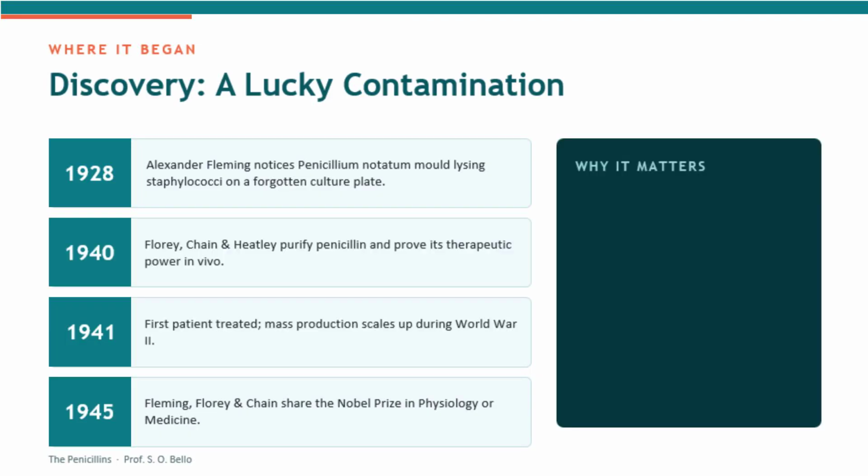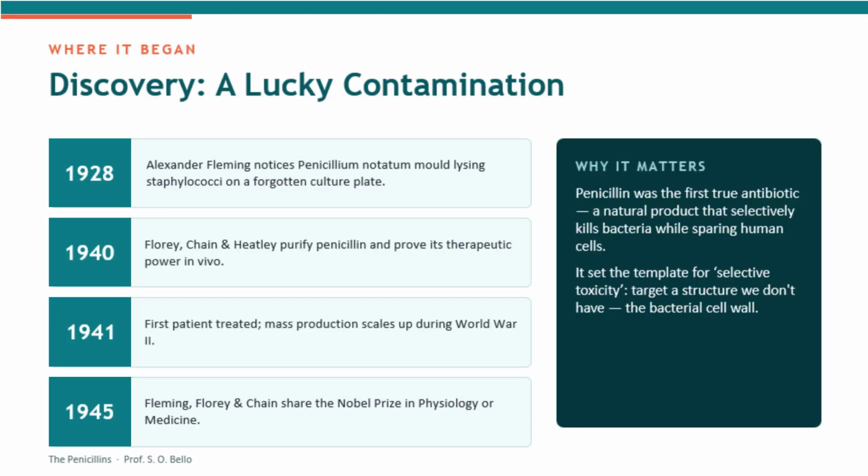Our story starts, as many great discoveries do, with a bit of luck and a sharp, prepared mind. In 1928, Alexander Fleming returned from holiday to find a culture plate of Staphylococci contaminated by a mold, Penicillium notatum. Around the mold, the bacteria had been dissolved, a clear zone of inhibition. Fleming recognized that the mold was producing something antibacterial, which he called penicillin. He couldn't purify it though, and the work stalled for over a decade.